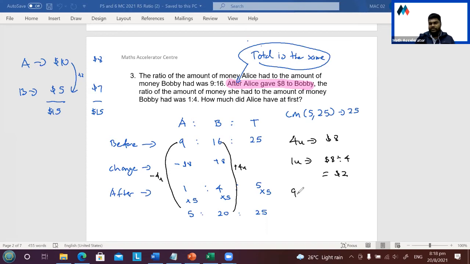So Alice had 9 units at first, right? So it's $2 times 9, that will get you $18.